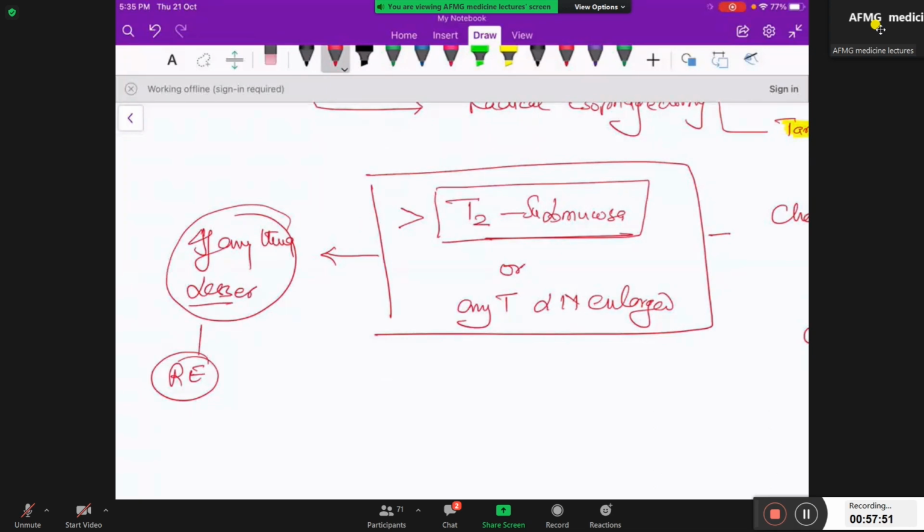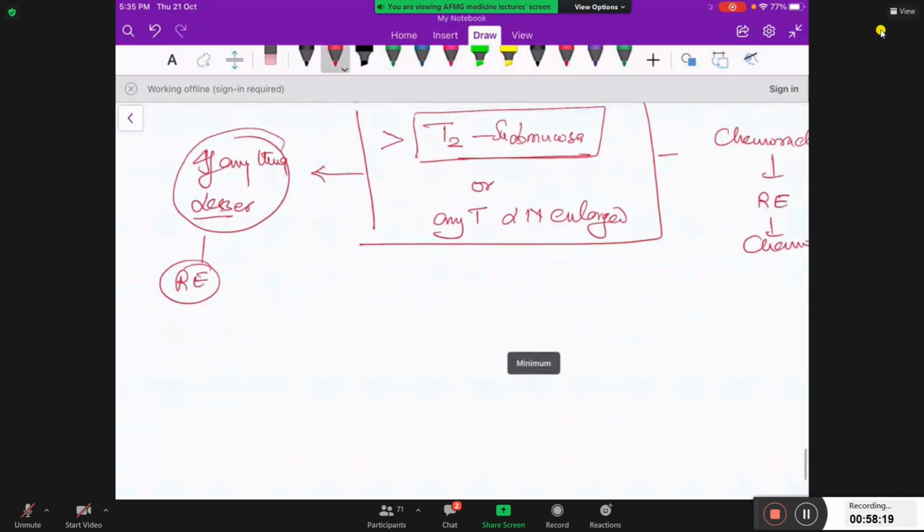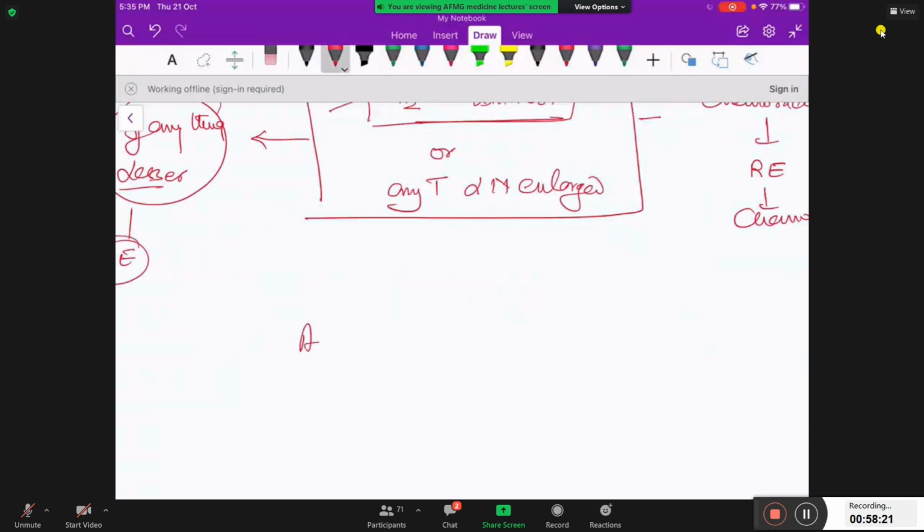Imagine I ask you that patient has a mucosal involvement with no lymph node, with no distant metastasis. What is the treatment? Radical esophagectomy, right? And if I tell you that patient has a mucosal involvement with a mediastinal lymph node enlarged, what is the treatment? Understood? Very good. Now we are left with advanced carcinoma esophagus.